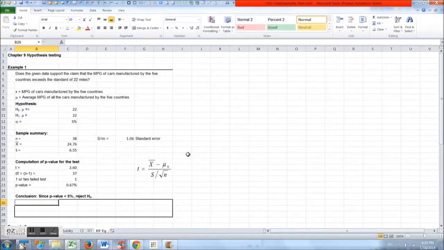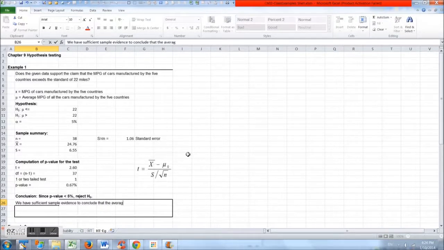What is that? And what does that mean? We need to give an interpretation. Thus, we have sufficient sample evidence to conclude that the average MPG of cars manufactured in the 5 countries exceeds the standard.